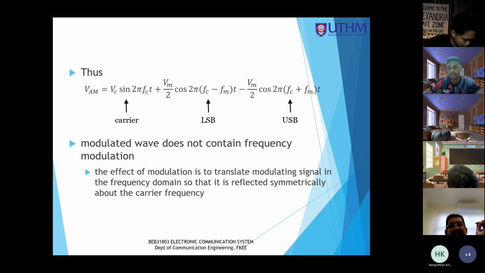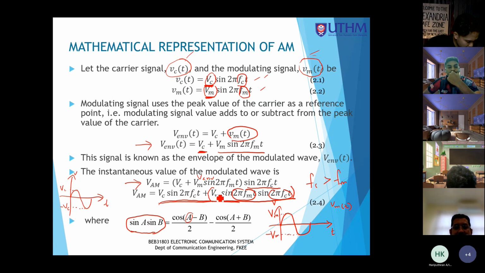So VC sine. Remember tadi cos A minus B tolak cos A plus B. Ini tadi adalah A tolak B, ini adalah A plus B. Nampak, dan di luar dia adalah 1/2. So maknanya VM per 2, kerana kita ada VM di depan, this VM the constant parameter over here, so that's why dia jadi VM per 2.